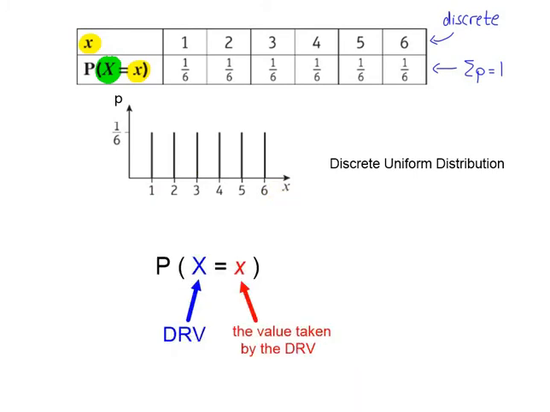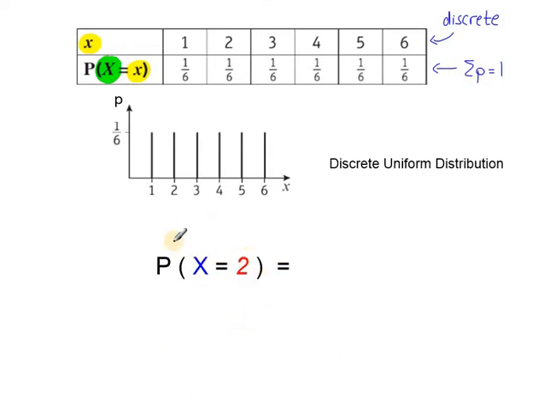When calculating probability you'll see something like this. So the probability that our discrete random variable takes this particular value. So for example, the probability that X is equal to 2 is 1/6. The probability that the discrete random variable takes a value that's less than or equal to 2, so the random variable could be equal to 1 or 2, so we have to add these probabilities together, and then we can simplify.